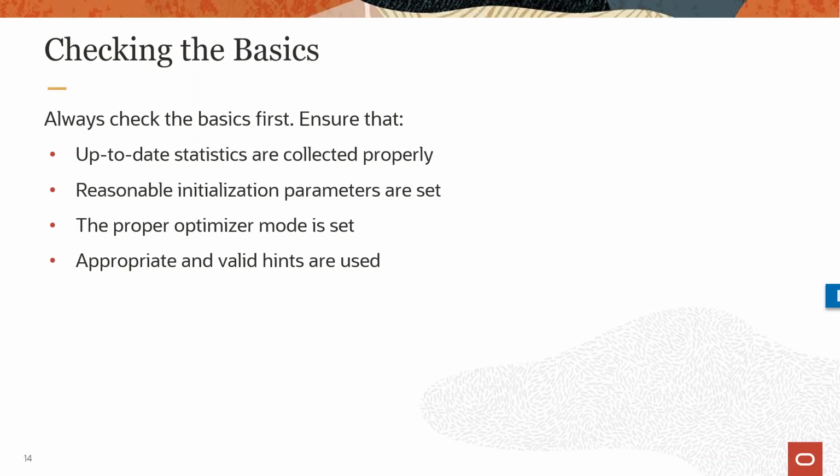Like I've already mentioned earlier, there are a lot of parameters that will influence the behavior of the optimizer when it needs to make decisions on which execution plan is being considered to be the most efficient. One of those parameters is making sure that the optimizer mode has been set correctly. Also, you have the possibility to instruct the optimizer to use specific indexes or to come up with specific execution plans by means of hints.